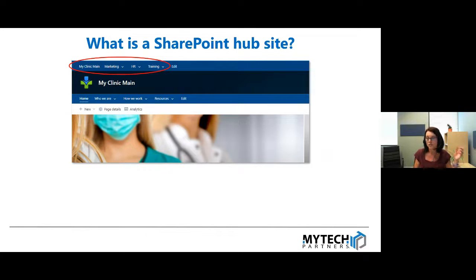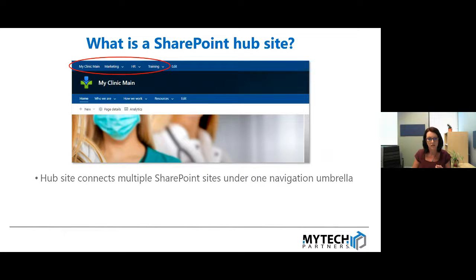In our previous webinar, we created this My Clinic homepage, and we're going to actually be using that in the example today. So we're going to designate that as our hub site, and then we're going to connect it to various other communication sites. So what are some of the advantages here?